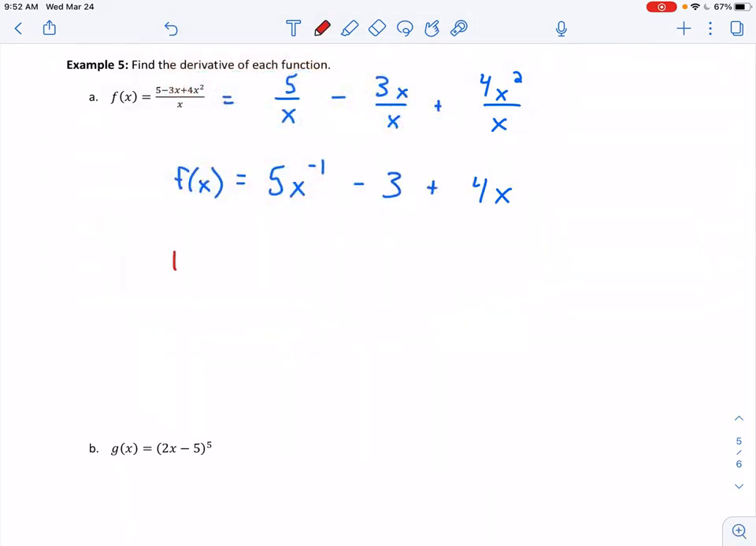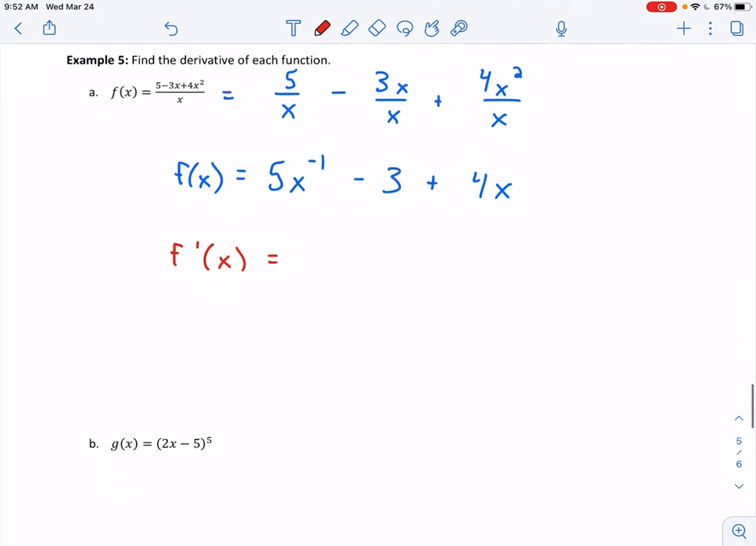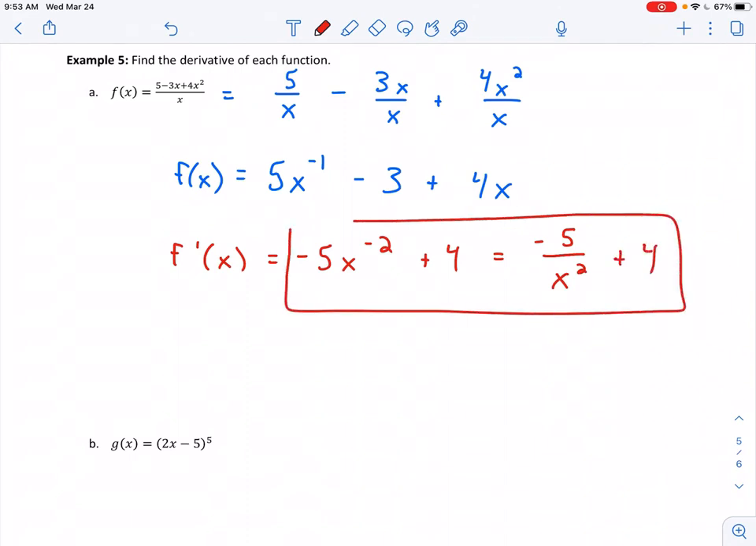So our derivative, f prime of x: for each one of these terms, we multiply by the power and subtract 1 from the power, just like we've been doing. So 5 times negative 1 gives me negative 5x to the negative 2. The derivative of negative 3, well, that's just a constant, so its derivative is 0. And then the derivative of 4x is going to be plus 4. So there's our derivative. If you want a positive exponent, we could also rewrite that as negative 5 over x squared, plus 4. Either one of those is perfectly fine.